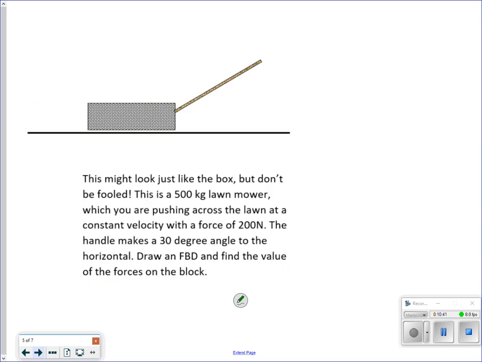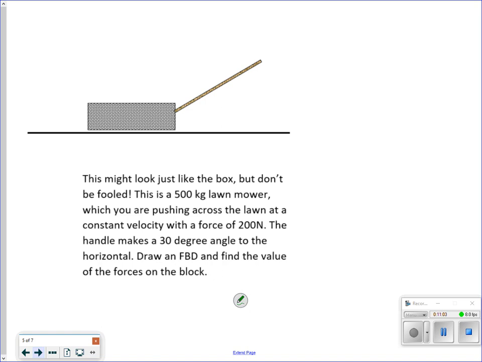Okay, this might look just like the box, but don't be fooled. Can you tell I don't know how to do a lot with clip art? All right, so a 500 kilogram lawnmower, and it's being pushed. You're pushing it across the lawn at a constant velocity with a force of 200 newtons. The handle makes a 30-degree angle to the horizontal. Draw the FBD. Find the value of everything.